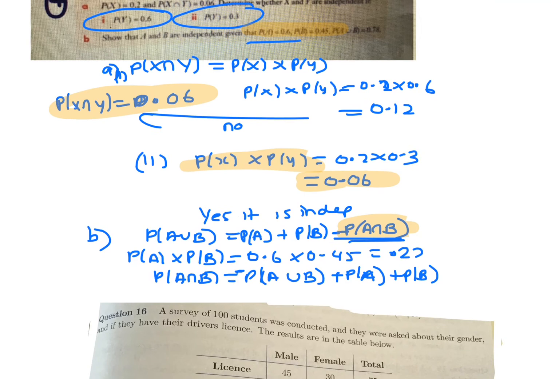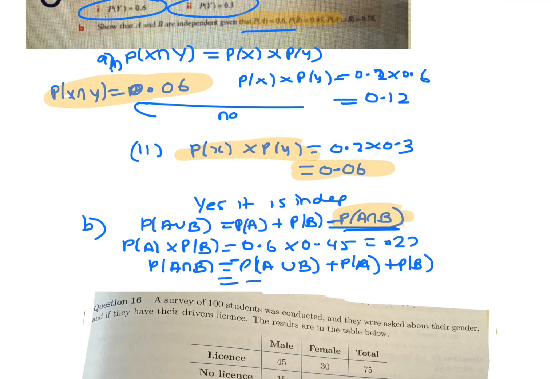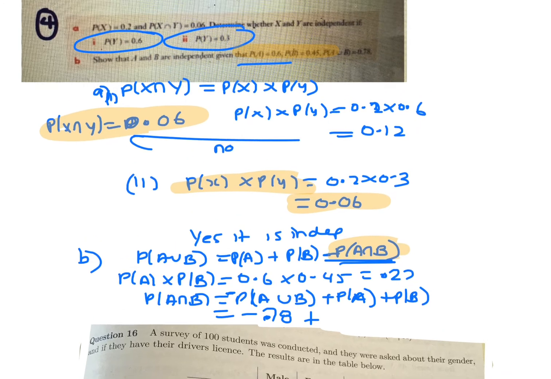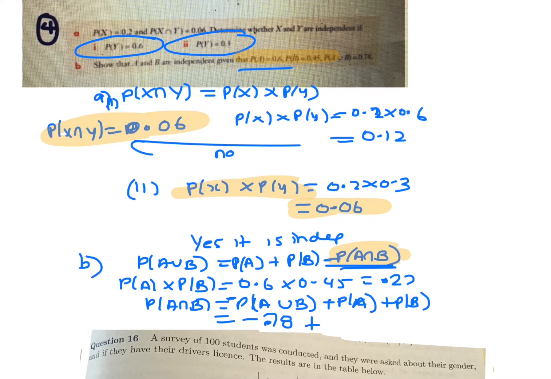So A union B, what's that actually equal to? 0.78. It was a bit small there. So that's going to be minus 0.78 plus the probability of A, which is 0.6, plus the probability of B, which is 0.45. So you have minus 0.78 plus 0.6 plus 0.45. It's 0.27, which is the same as what we got before.